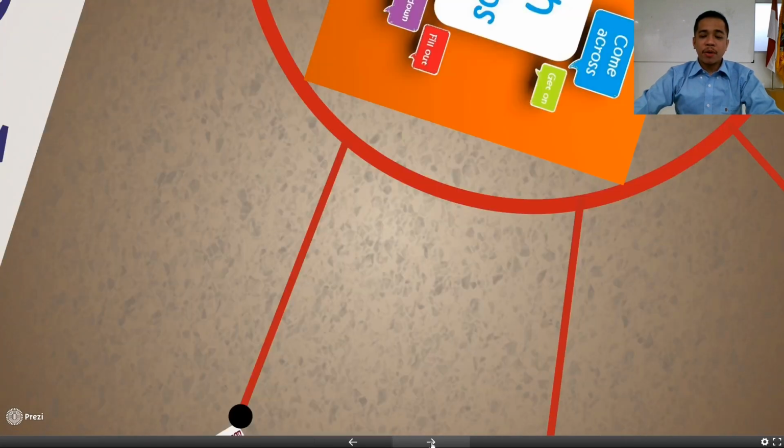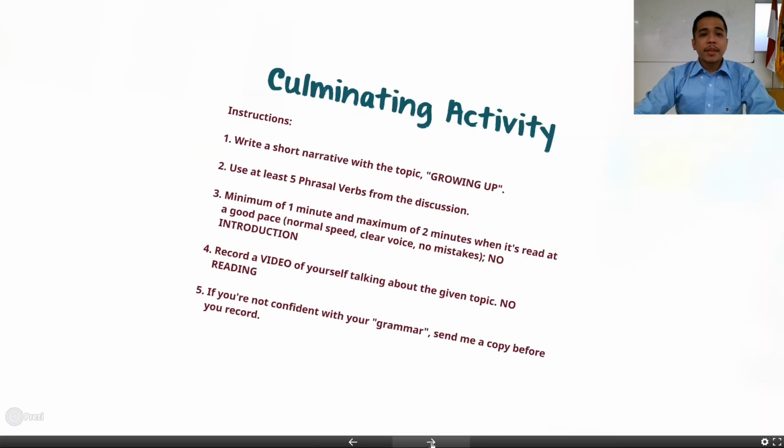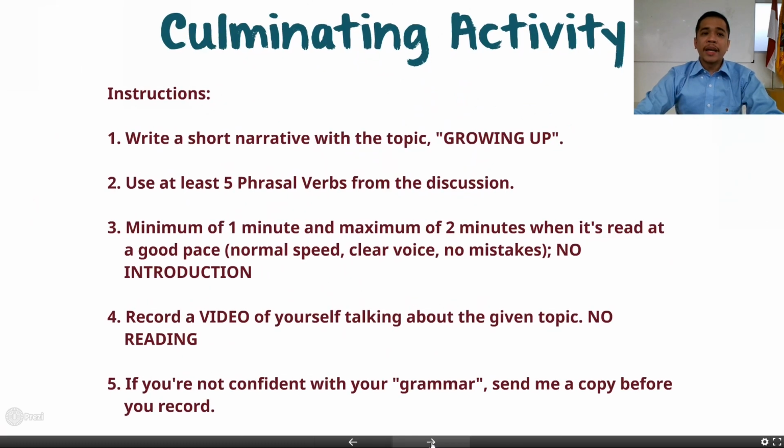Okay, now for the culminating activity, here are the instructions. Number 1, I need you to write a short narrative with a topic, growing up. And I need you to use at least 5 phrasal verbs from the discussion. Minimum of 1 minute and maximum of 2 minutes when it's read at a good pace. Meaning normal speed, clear voice, no mistakes.